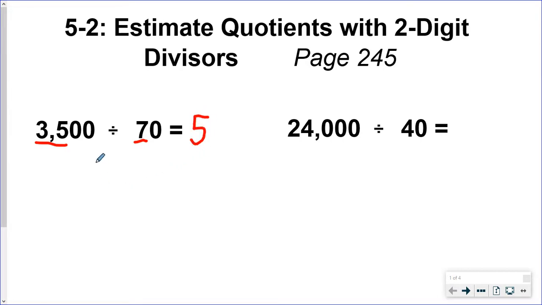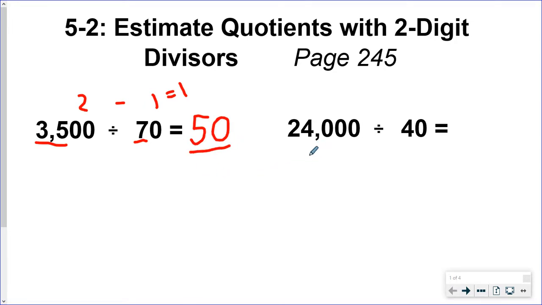Now we're going to go back and take a look at those zeros. If you remember from yesterday's lesson, we want to take the number of zeros from each side and subtract them. This side has 2 zeros, and this one over here has 1 zero. So I'm going to subtract those: 2 minus 1 equals 1. That tells me how many zeros I'm going to add onto my answer. I'm going to add 1 zero, so the final answer here is 50.